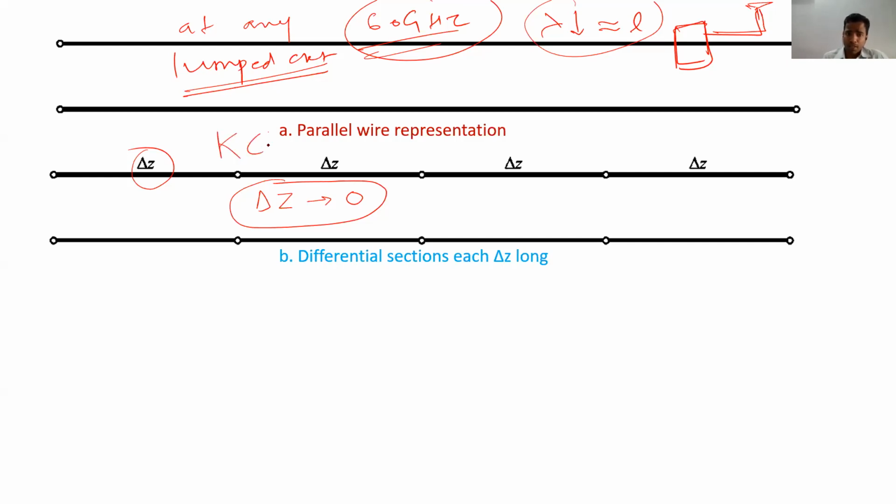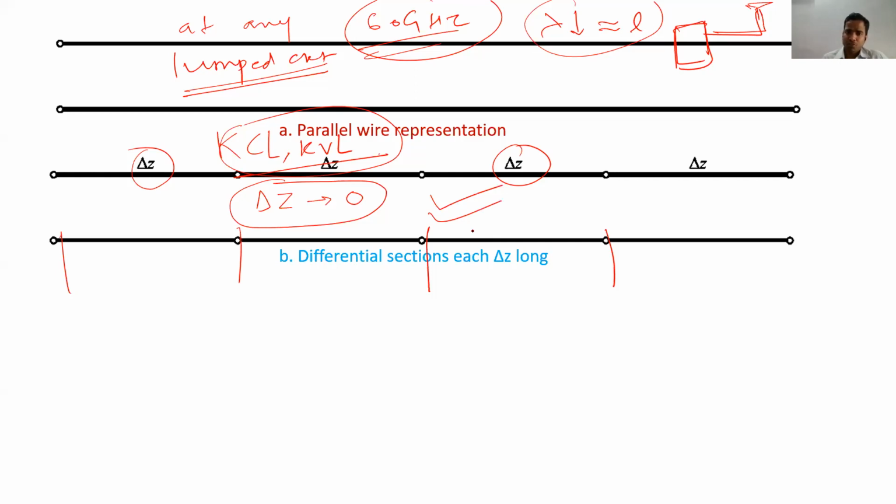We need to apply KCL KVL, and to apply KCL KVL, the basic assumption is there should be lumped elements. But here there are no lumped elements. So what we assume is that we divide this line into very small subsections, each of length delta z. And this frequency can be very high, so for any arbitrary high frequency, our analysis should be true.